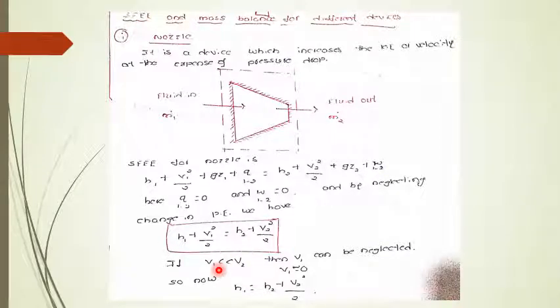And we also know a very important point, that in a nozzle the exit velocity is very high compared to the inlet velocity, so we can neglect the inlet velocity. So v1 can be treated as 0. Now the equation finally becomes enthalpy at inlet equal to enthalpy at outlet plus kinetic energy at the outlet. So the equation is h1 equals h2 plus v2 square by 2. This is the equation we can use to carry out a thermodynamic analysis of a nozzle.